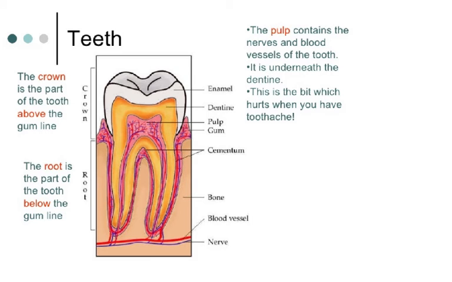Then we come to the structure of the tooth. The structure of the tooth has a crown, which is the upper part which you can see, and then the part which is embedded in the jawbone, that's called the root.